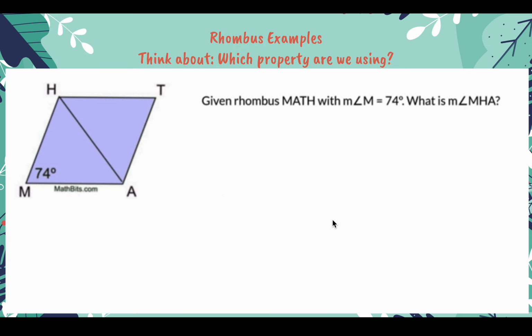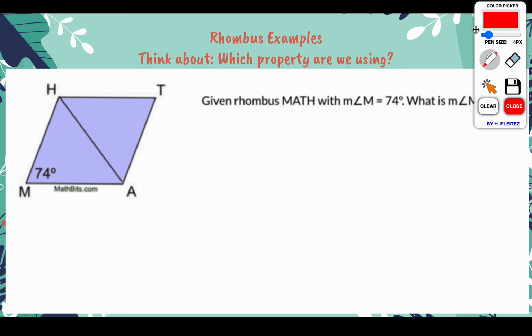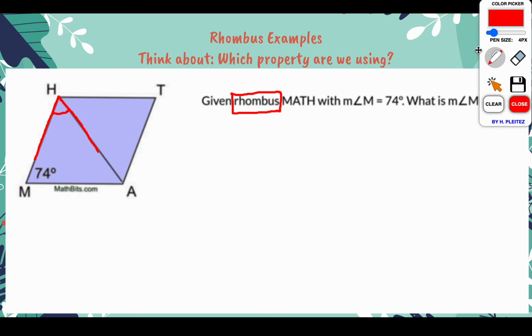So it says, given rhombus MATH with angle M equal to 74, it wants us to find angle MHA. So I already know angle MHA. We are looking for this angle right here. And the question tells us that this is a rhombus, right? Now, depending on the question, if it didn't say we have a rhombus, if it said that we had only a quadrilateral, we wouldn't be able to use any of the properties, right? We need to know what shape it is in order to use whichever properties we're going to apply. So it says given rhombus MATH, and again, we're looking for angle MHA.